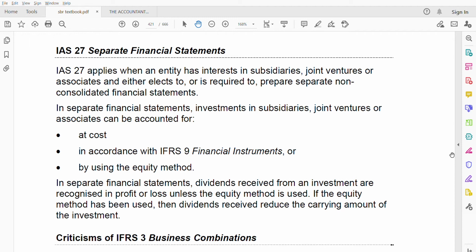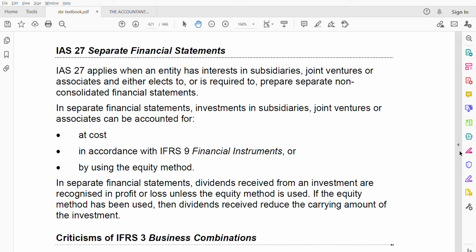Because the calculations or the measurements that we do in separate financial statements and consolidated financial statements are different, they are not the same. That's why we have two different standards dealing with them. We have IFRS 3, which deals with consolidation, and IAS 27, separate financial statements, separately for the parent and separate for the subsidiary or associate or joint venture.